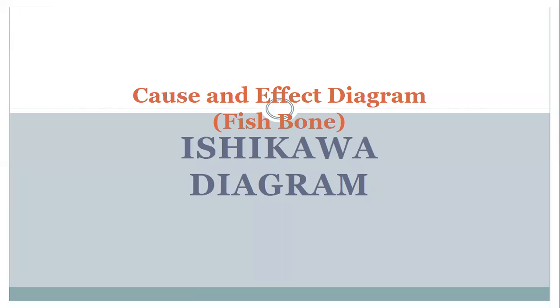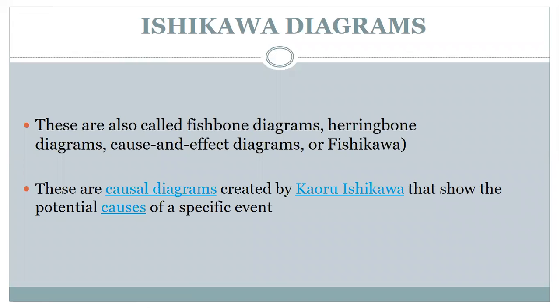effect diagram. Cause and effect diagram is also known as a fishbone diagram or Ishikawa diagram. It is also called a herringbone diagram, or these are also known as causal diagrams, created by Kaoru Ishikawa, that show the potential causes of a specific event.